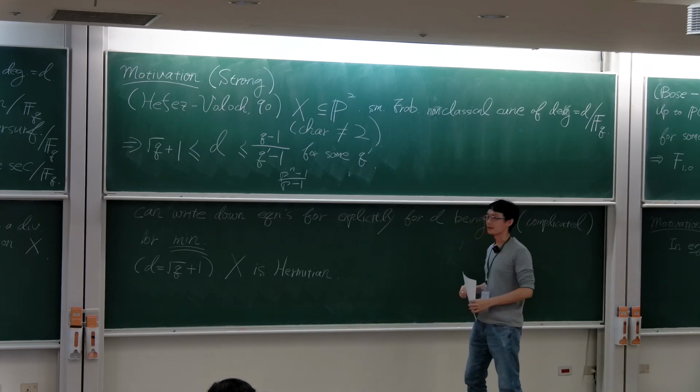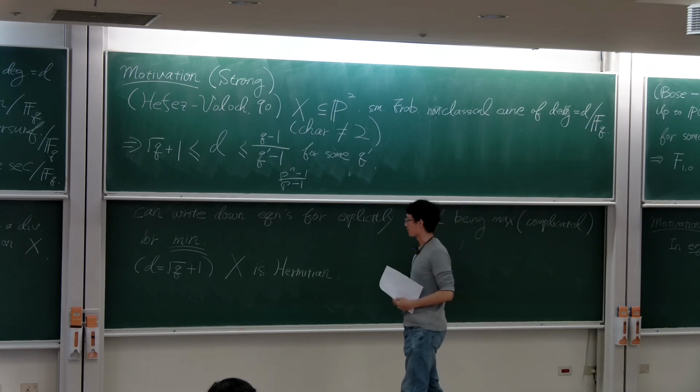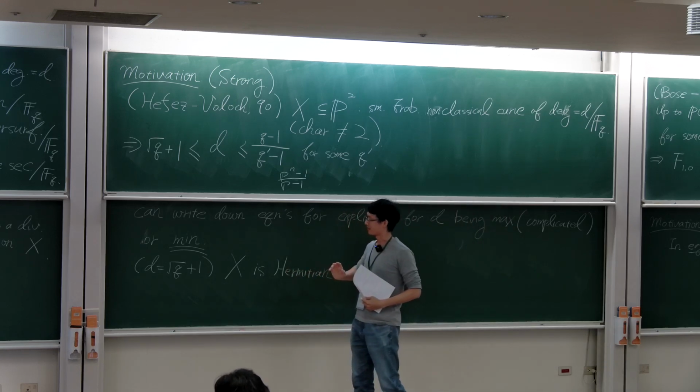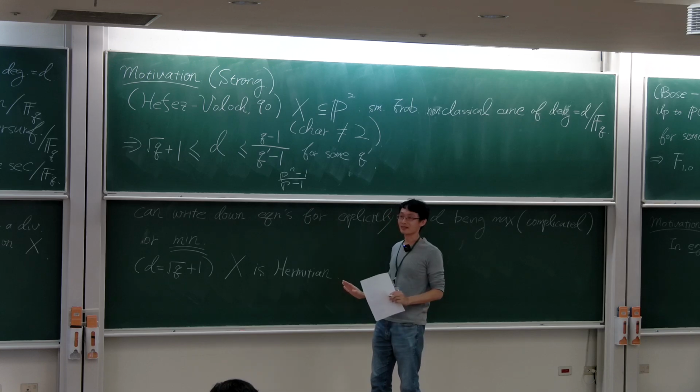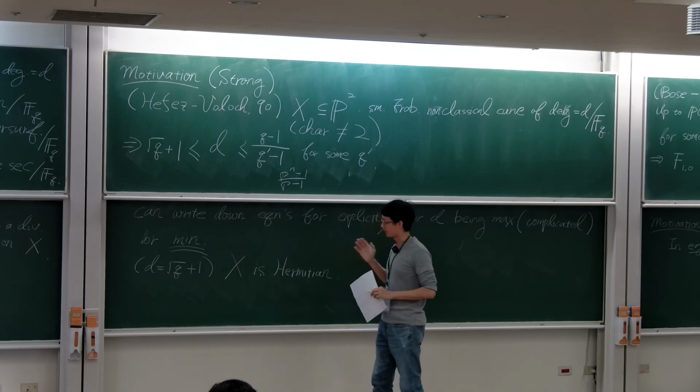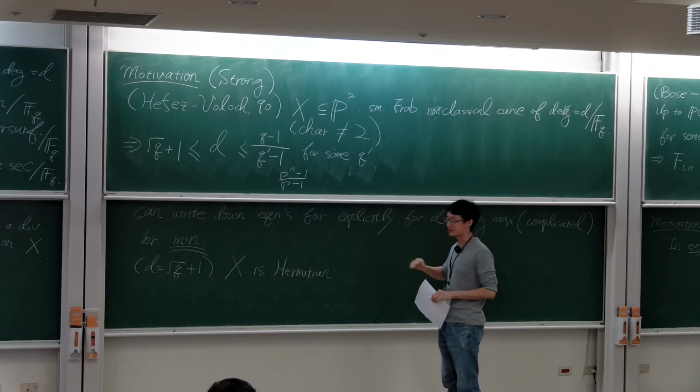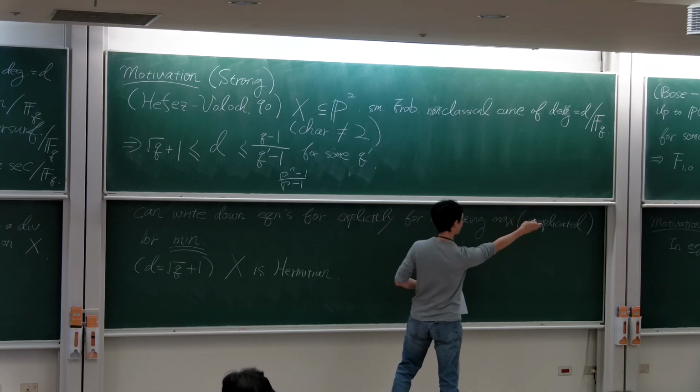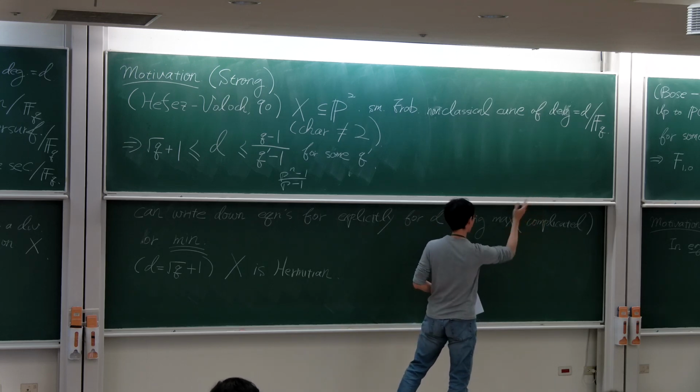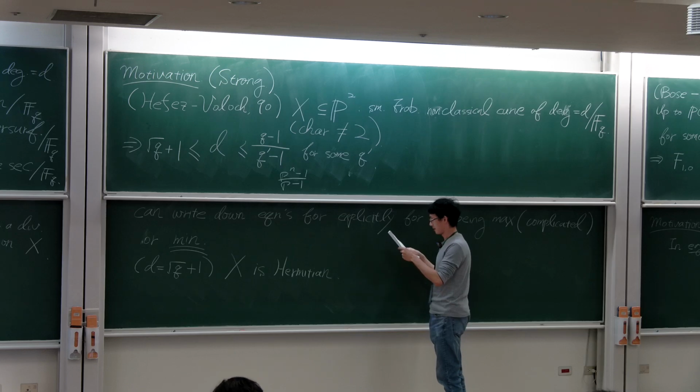And what if q is not a square? Then they didn't provide a formula in that case. Yeah. If q is a square and d is this, it's Hermitian. So you can write it in that way, in that Fermat way.